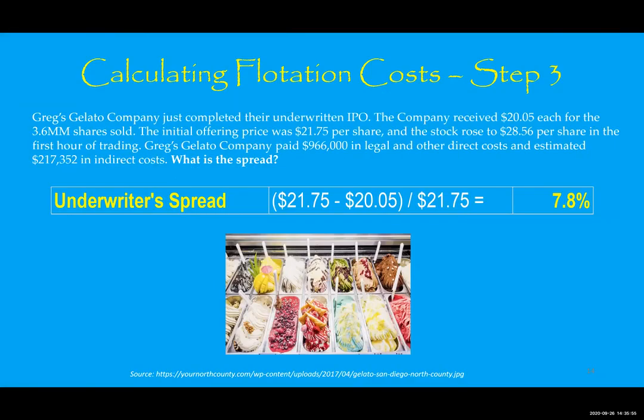Notice that we can also calculate the underwriter spread as a percentage, which is how it's typically expressed. So for the exact same problem, to calculate the underwriter spread, take the initial offering price of $21.75, subtract what the underwriters paid the company, which was $20.05 per share, and then divide that by the initial offering price, and you get an underwriter spread of 7.8%, which is how it is most commonly expressed.